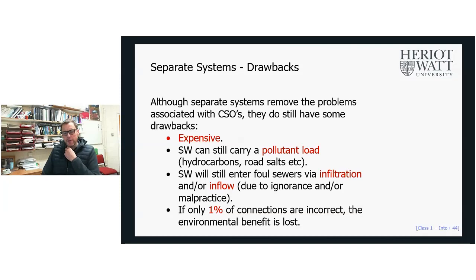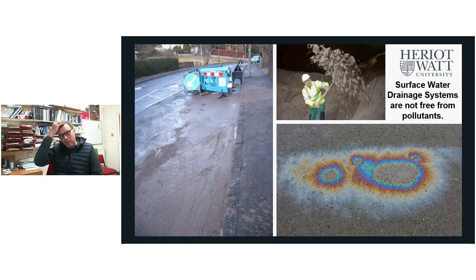So the problem with separate systems is they're more expensive because there's not twice the pipe work, there's a lot more pipe work. Early on it was kind of assumed there wasn't much pollutants in the surface water, but obviously there is. There's a lot of issues with misconnections between the two of them, and it doesn't take much for a lot of these benefits to be lost. So three sources of pollutants, there's much more than this.